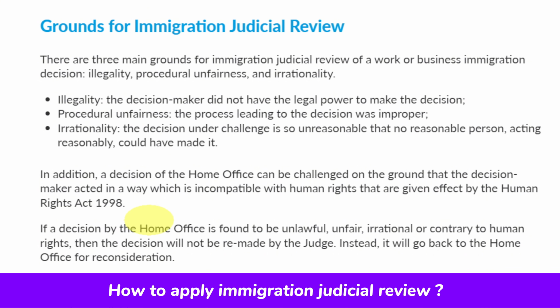If a decision by the Home Office is found to be unlawful, unfair, irrational, or contrary to human rights, then the decision will not be remade by the judge. Instead, it will go back to the Home Office for consideration. So when you apply for judicial review, the judge can say that this decision is not right, and ask the Home Office to reconsider it. The judge doesn't give decisions that you are allowed to come to the UK.